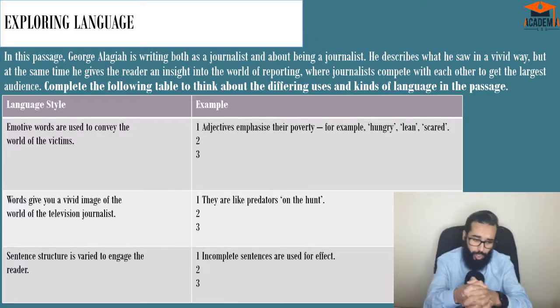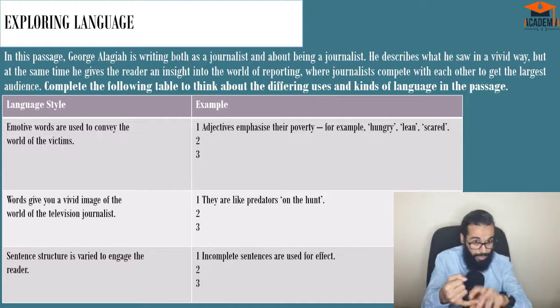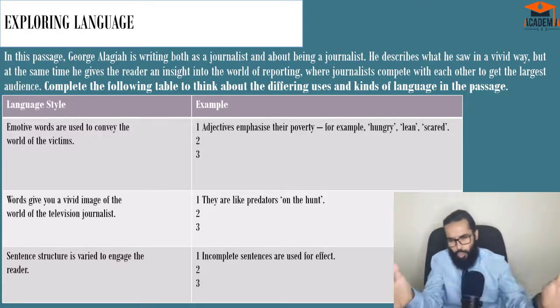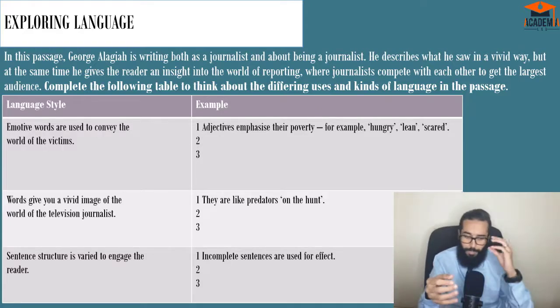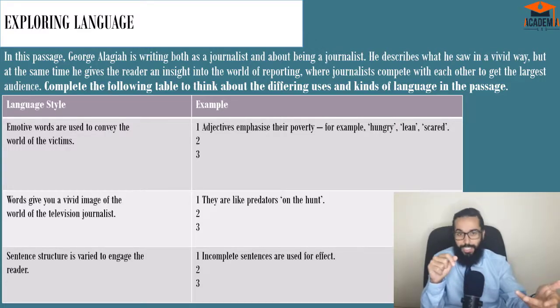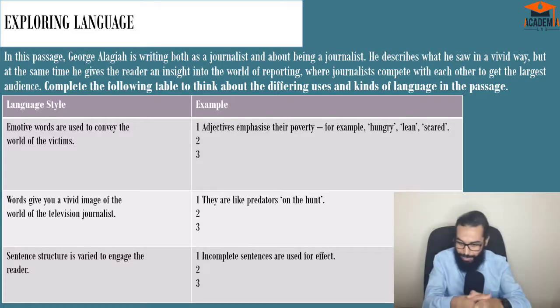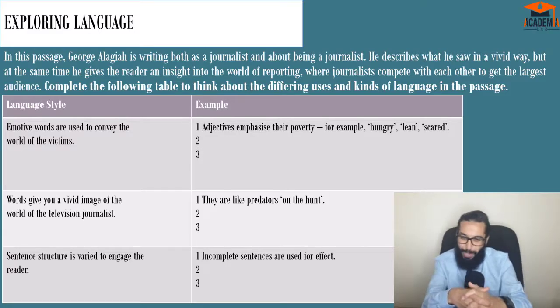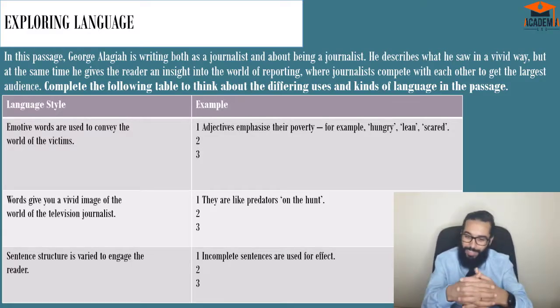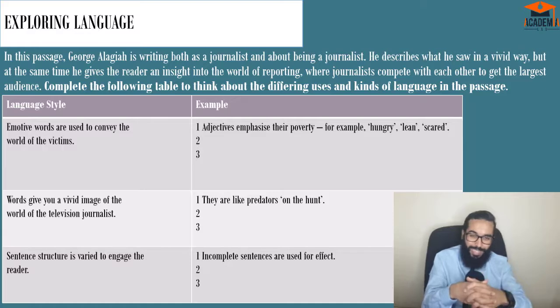The third language style is sentence structure. Sentence structure is very important. Is it a long sentence, a short sentence? Sentence structure is varied to engage the reader. As an example, incomplete sentences are used for effect. I gave you the first one, and I want you to give me the other 2 examples for each of these language styles. You've got roughly 10 minutes. Off you go.